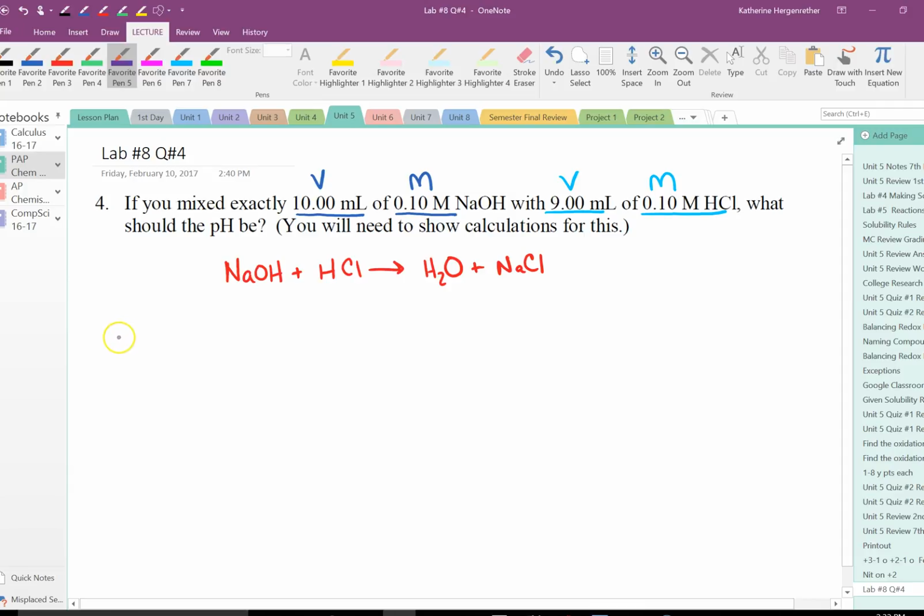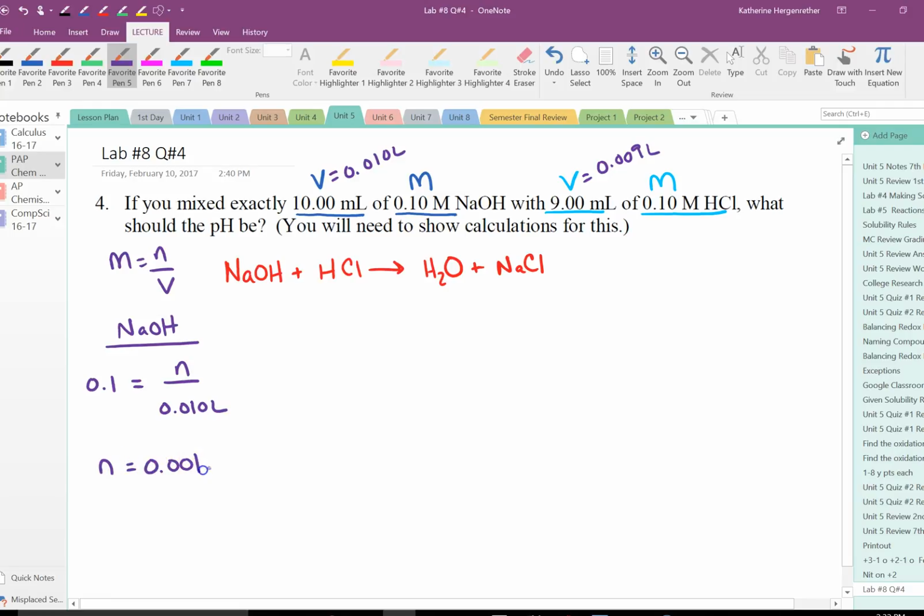So if we use the sodium hydroxide and we plug into our molarity formula, the molarity is moles over volume, and remember that our volume has to be in liters. So we convert our milliliters, 10 milliliters, to liters. This one right here is 0.010 liters. This one right here is 0.009 liters. We find that we have 0.001 moles of sodium hydroxide.